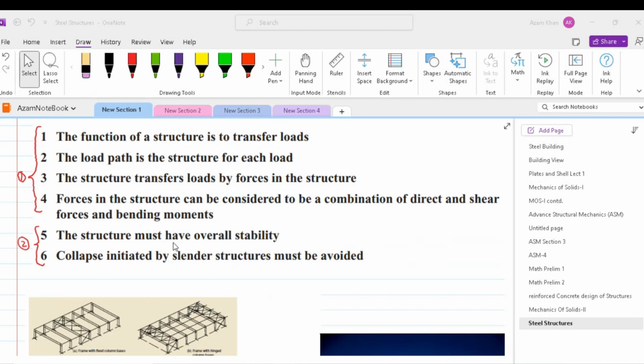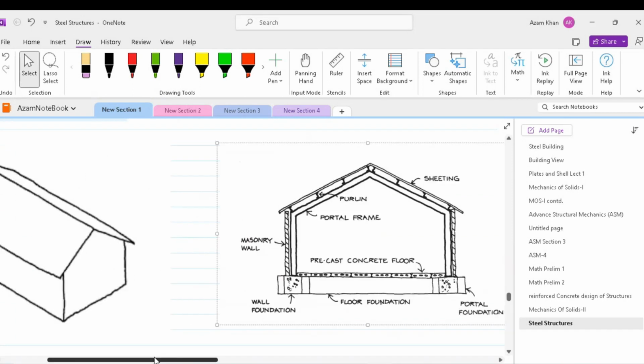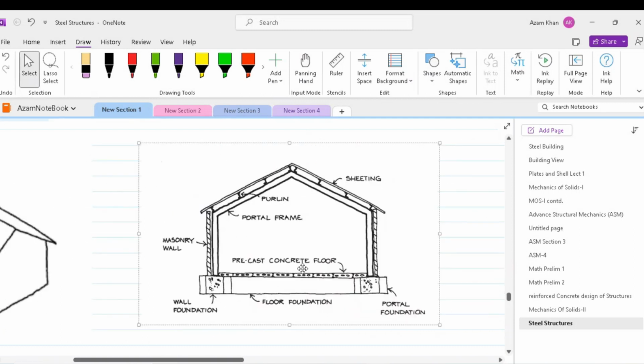In our further discussion, we will apply these 6 concepts to the basic rectangular shape of the building having a simple pitched roof. The building is shown in this figure. We can see that the building has a roof covered with some cladding. The cross-section of this building is shown in an adjacent picture. This building has a roof covered with corrugated metal sheeting and the walls covered with brickwork.